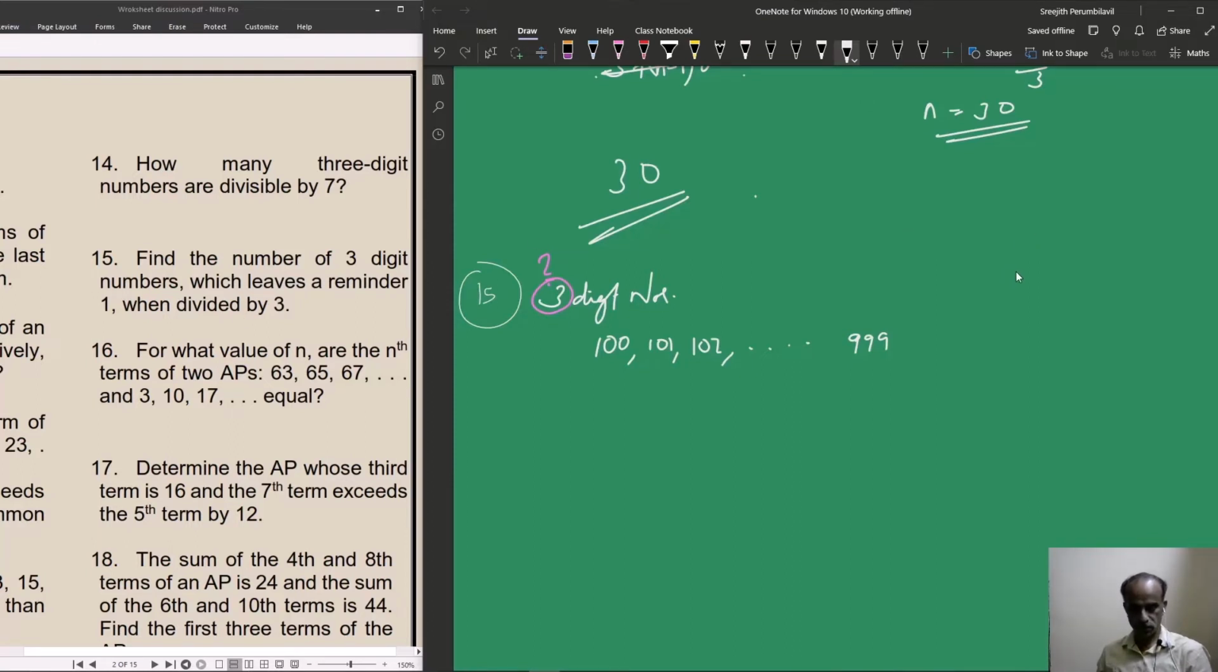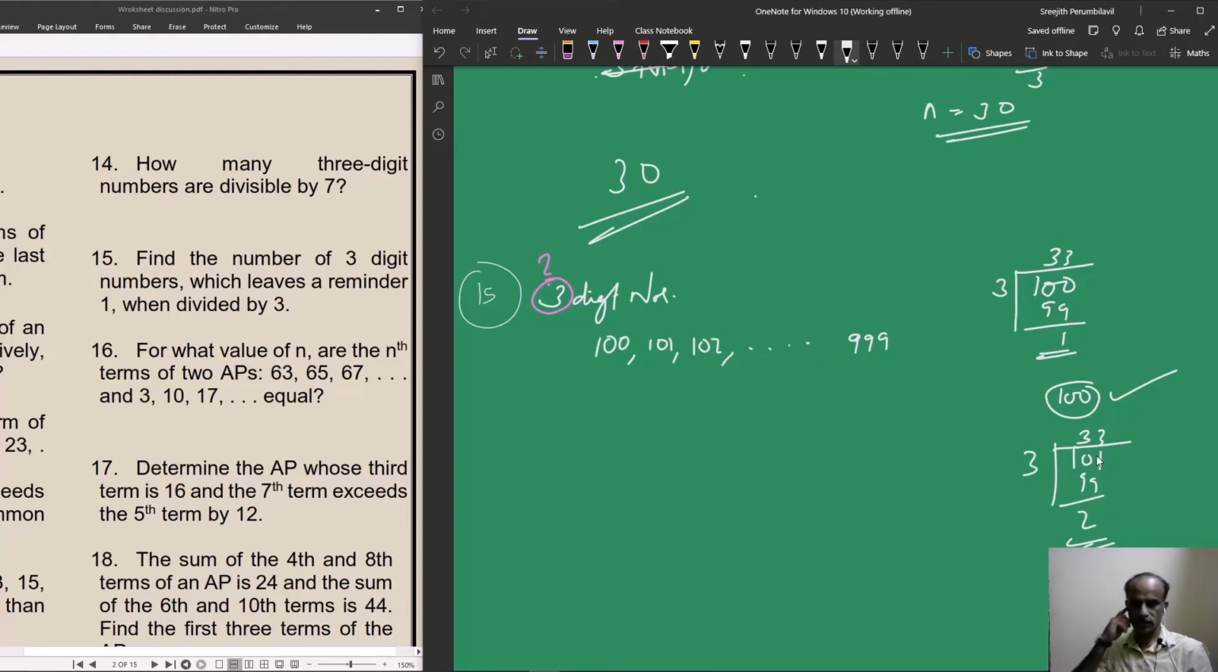So we need to know only those 3-digit numbers which leave a remainder 1 when divided by 3. For example, I take the first 3-digit number, 100, and divide by 3. 33 will go 99, the remainder is 1. So 100 is a number which satisfies this condition. How about 101? 33 will go 99, the remainder is 2.